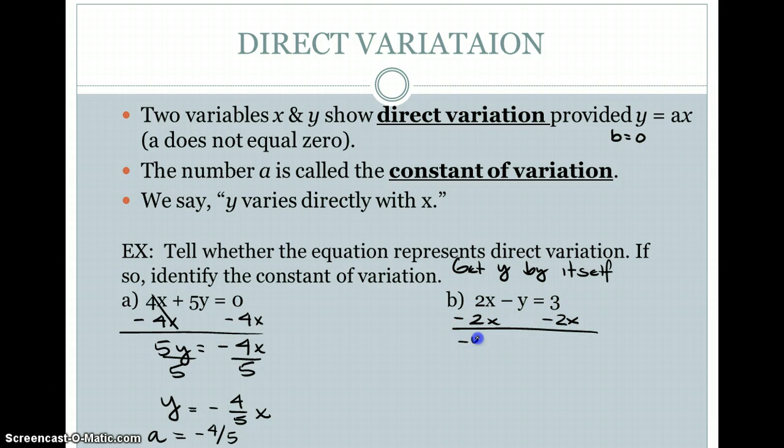Subtracting 2x on both sides, I get negative y is equal to negative 2x plus 3. Then I'm going to divide by negative 1 on everything. Y is equal to 2x minus 3. Is this direct variation? No, it is not, because of this minus 3. If this wasn't here, I could say yes all day. If it's plus 3, plus 5, plus a half, minus a half, doesn't matter. As long as there's plus or minus something here, it is not an example of direct variation.